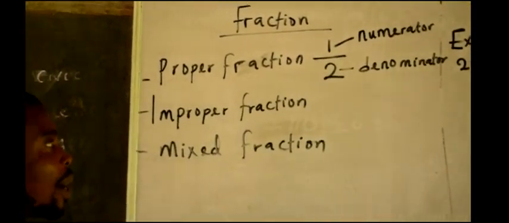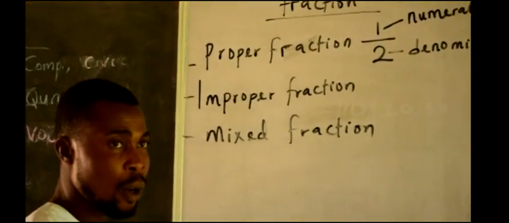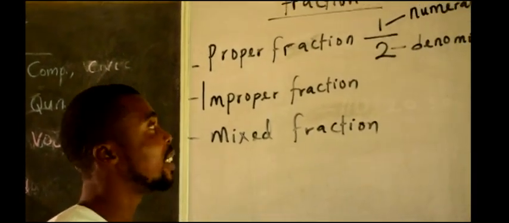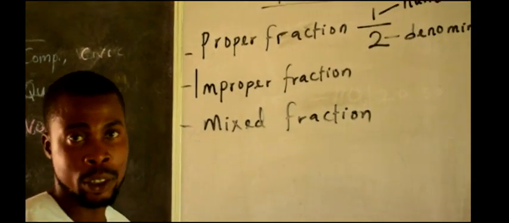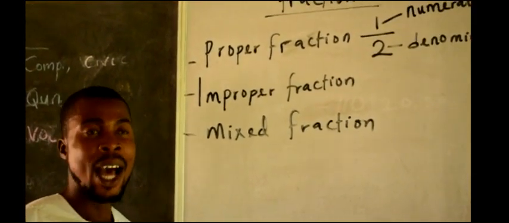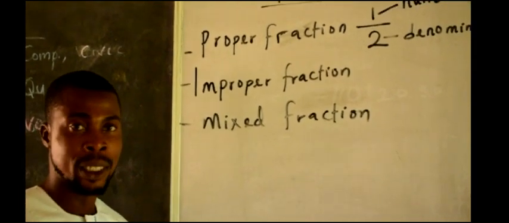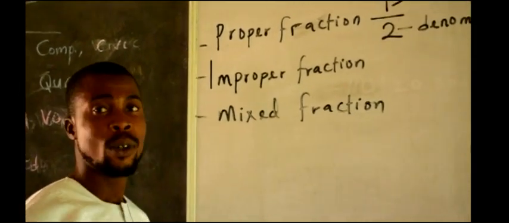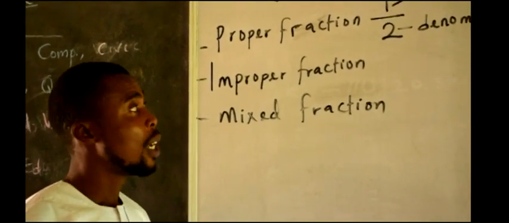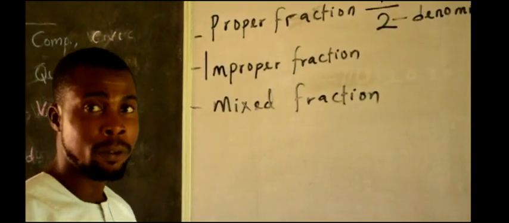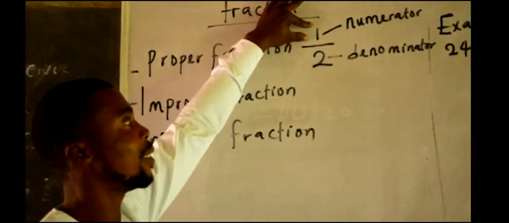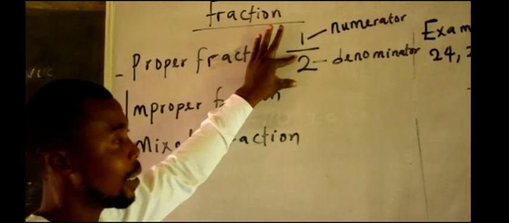When the up number is small and the down number is big, that is what is called a proper fraction. An example of a proper fraction is 1 over 2. This one is small and this is big.